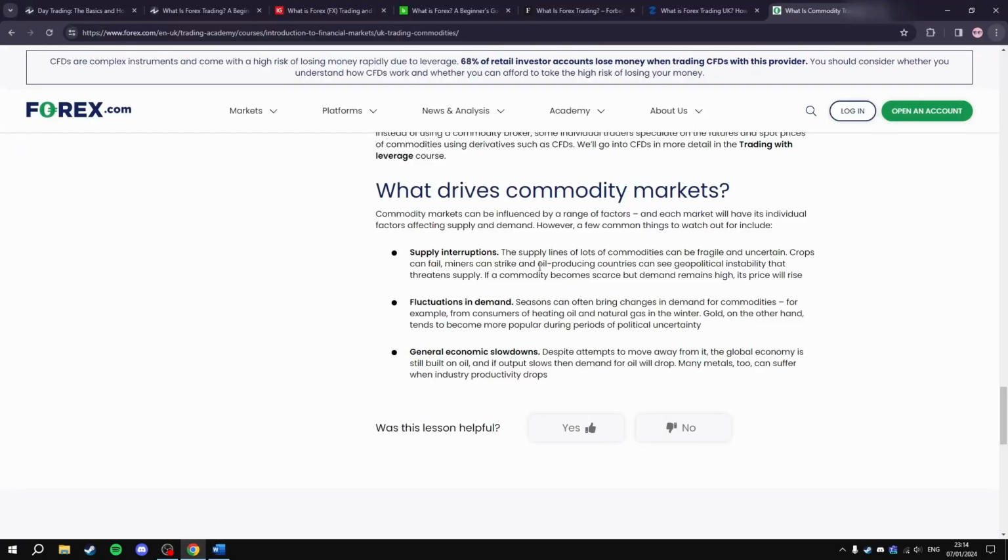Supply interruptions. The supply lines of lots of commodities can be fragile and uncertain. Crops can fail, miners can strike, and oil-producing countries can see geopolitical instability that threatens supply. If a commodity becomes scarce but demand remains high, its price will rise.